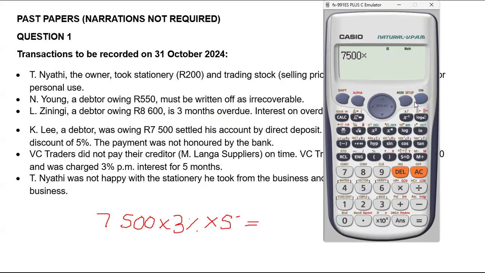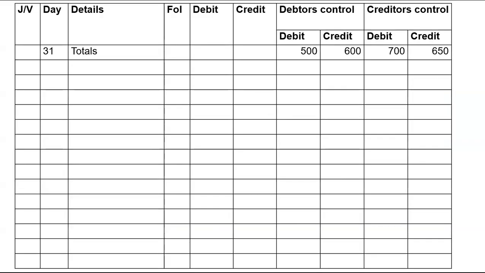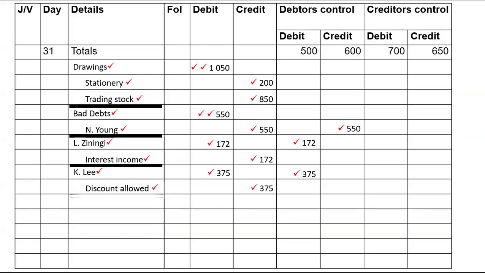7,500 multiplied by 3% multiplied by 5. Interest will be 1,125. M. Langer is a creditor. Because M. Langer has charged us interest, we will owe M. Langer more. Interest on a liability is an expense. We therefore are going to recognize interest expense.